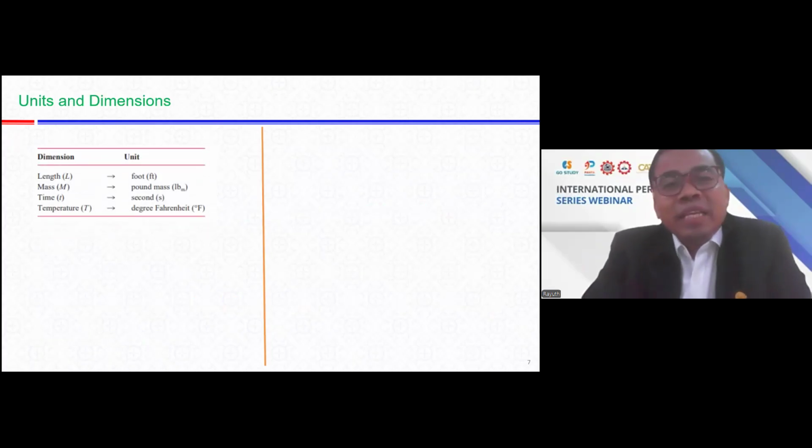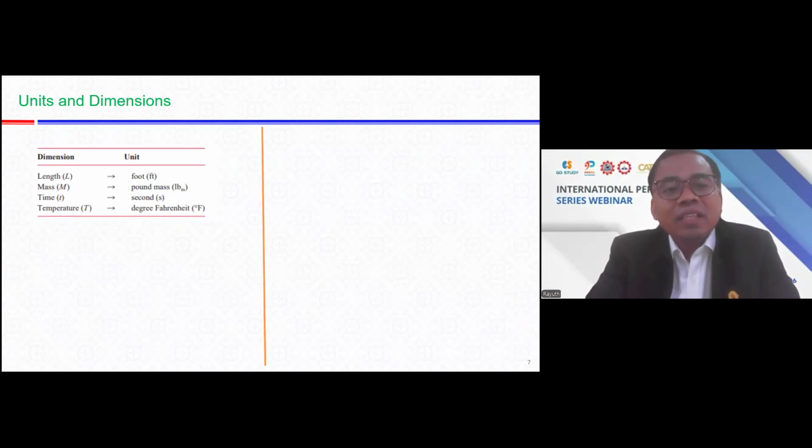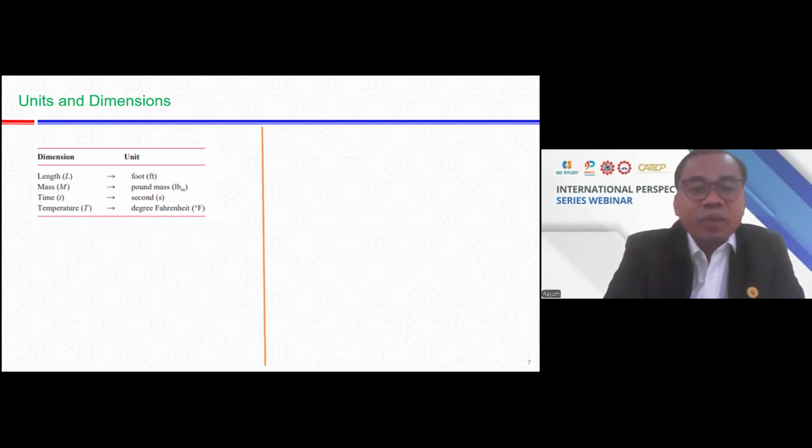I will give you a little bit about the units and dimensions, as you know well. Length is in feet, the American standard, and for metric we choose meter or millimeter, depending on the situation. Mass is in pound, and Newton or kilogram. Time is in seconds, minutes or hours, depending. Temperature is in degrees Fahrenheit or Celsius, yes, Celsius.